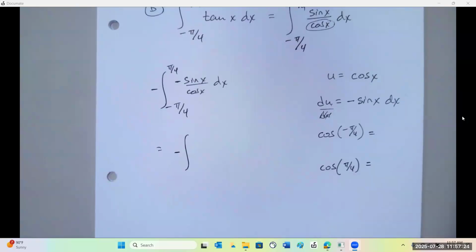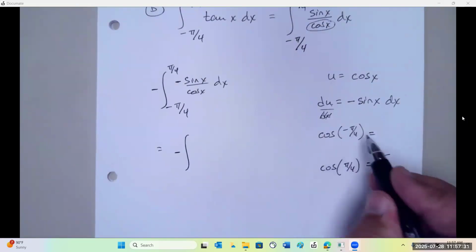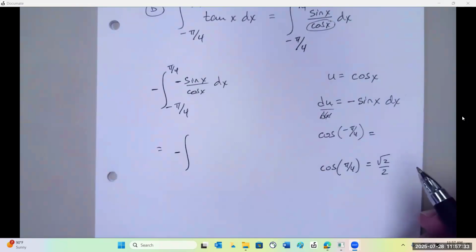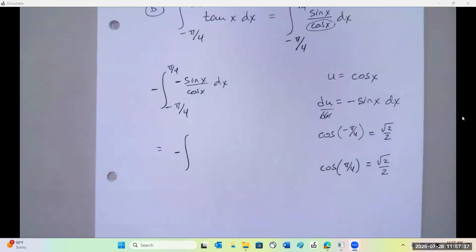So what is cosine pi over 4? Radical 2 over 2. What is cosine of negative pi over 4? Same thing, because cosine is positive in the fourth and first quadrants.